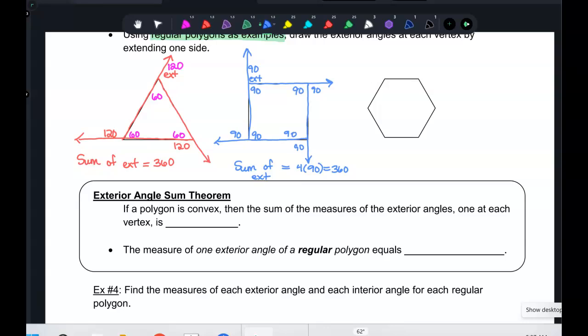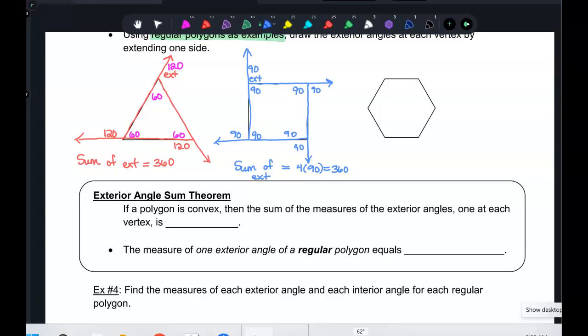Why are you not including all of them? You only extend the sides and do it? You don't. I extend one side at each vertex. So I get one angle here, one angle here, one angle here. Same thing for the square, except now I have 1, 2, 3, 4 exterior angles. Do we see that? Now, if I have a hexagon, how many exterior angles am I going to have?